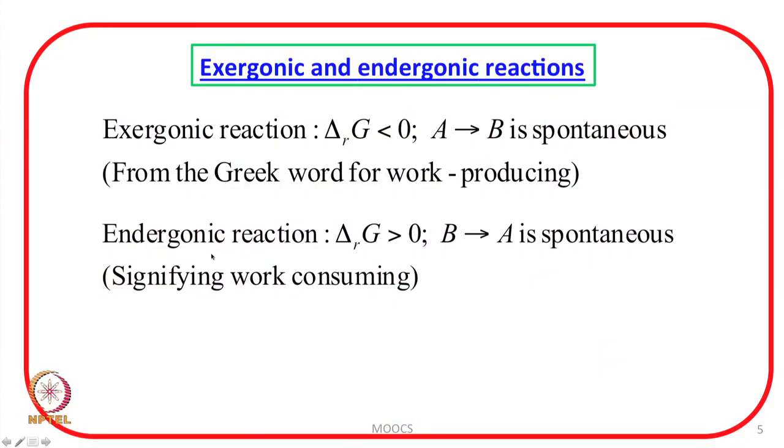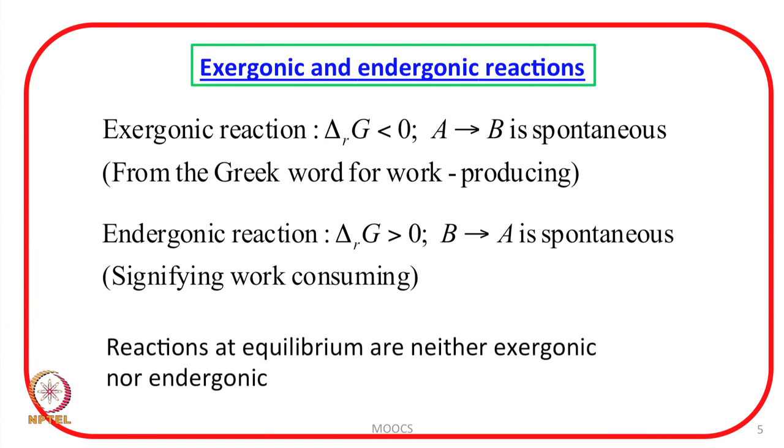If delta R G is negative, the Greek word for exergonic is work producing, and similarly for an endergonic reaction, this slope delta R G is positive. That means, in that case B going to A is spontaneous, and positive means it is work consuming. And the reactions which are at equilibrium are neither exergonic nor endergonic in any direction.